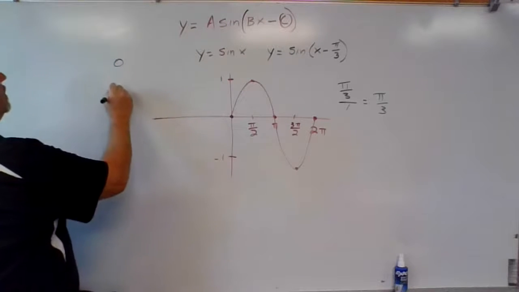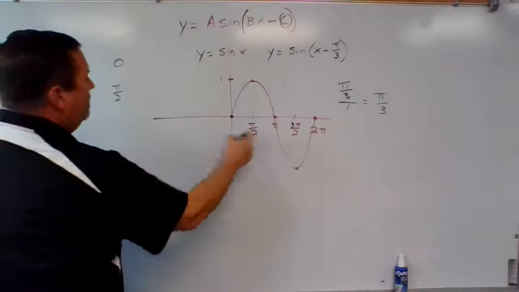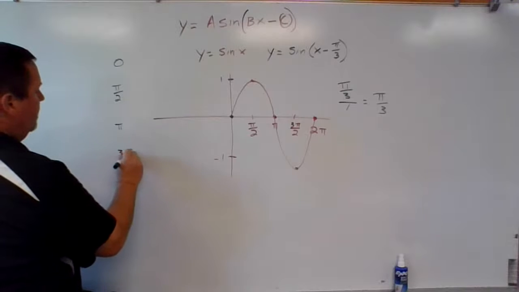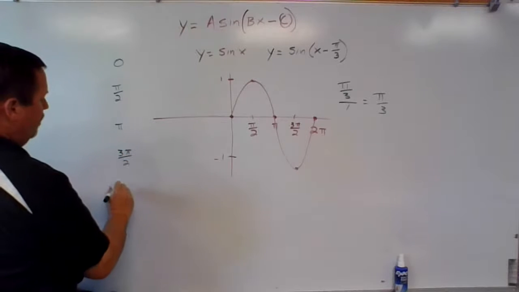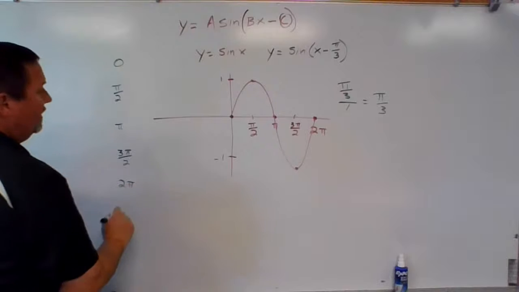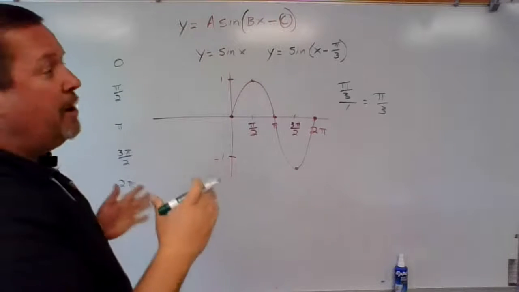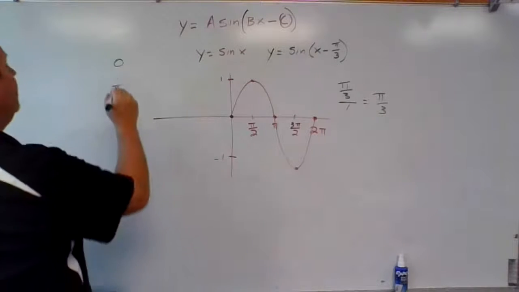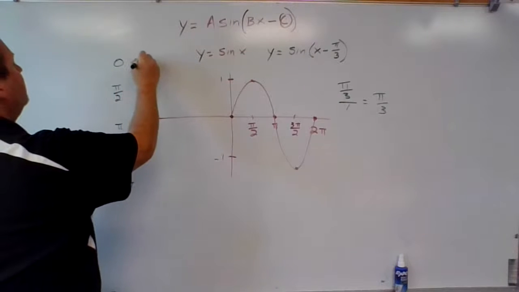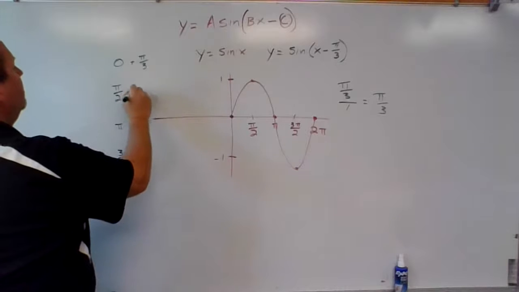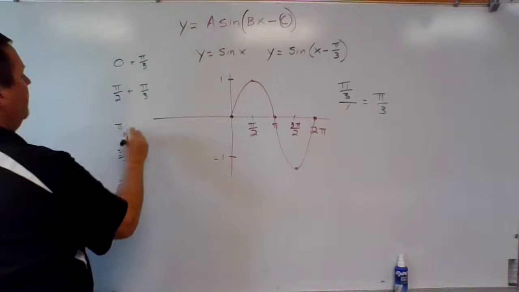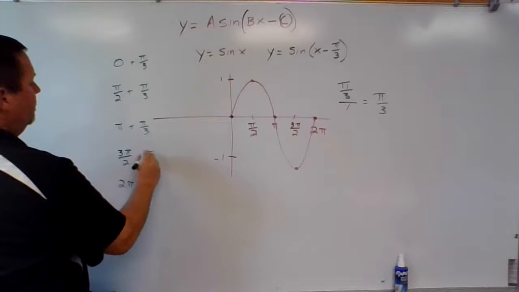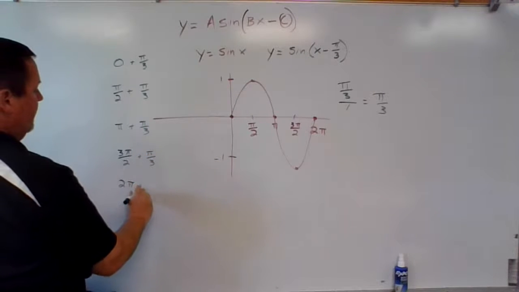And so right here, this is 0, pi over 2, pi, 3 pi over 2, and 2 pi. And my phase shift, or how much I'm adding or moving to the right, is pi over 3. So I've got to do plus pi over 3, plus pi over 3, plus pi over 3. You get the idea.